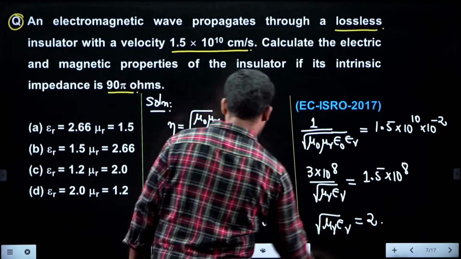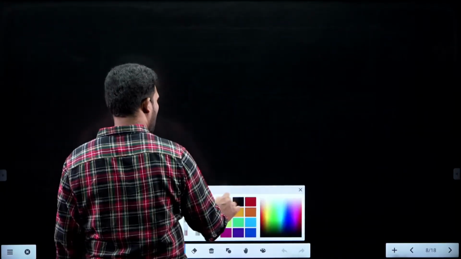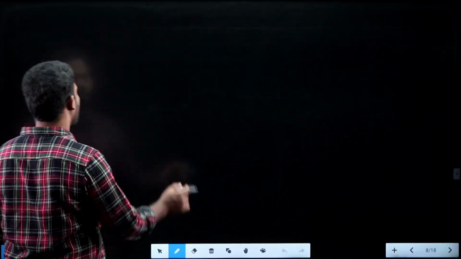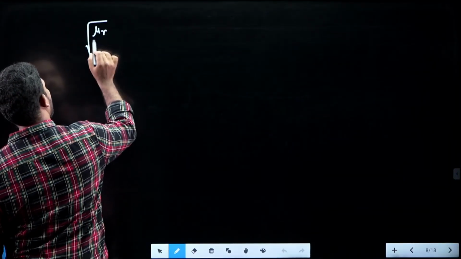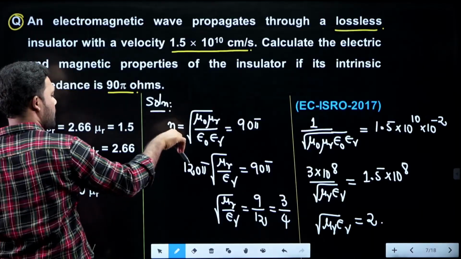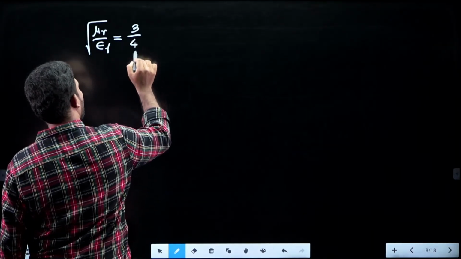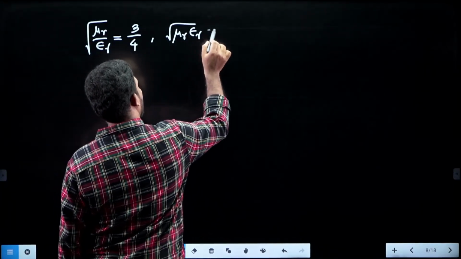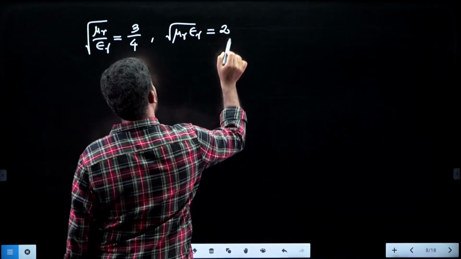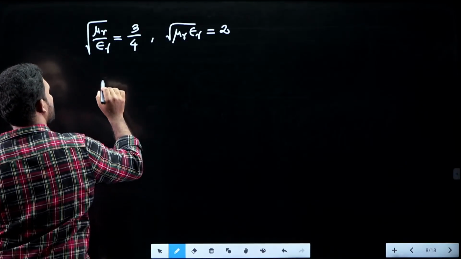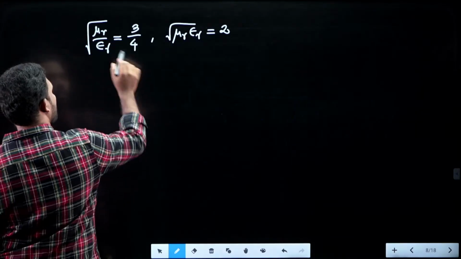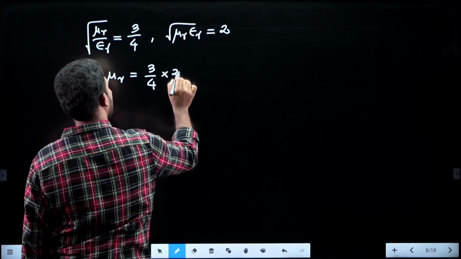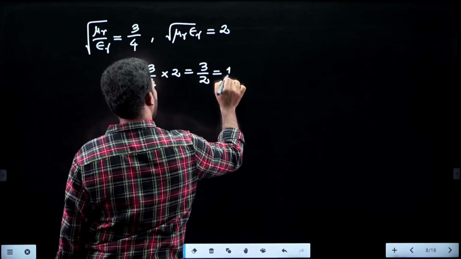Let me turn the page here. So, you have to read the question properly. You have to do sometimes elimination also, which will save our time. So, what is the square root of mu r by epsilon r? It is 3 by 4. The other one is square root of mu r epsilon r is equal to 2. Correct? I will multiply these two things so that you are going to get the mu r value. So, the mu r is equal to 3 by 4 into 2, which is 3 by 2, which is 1.5.